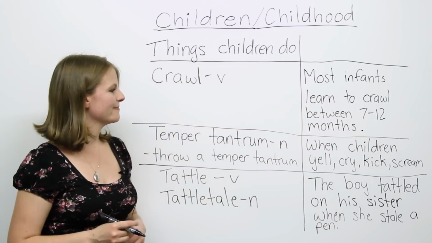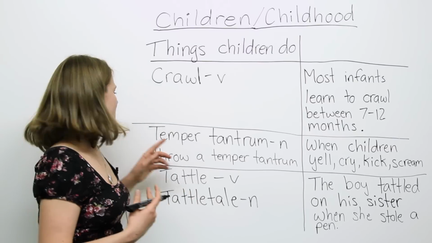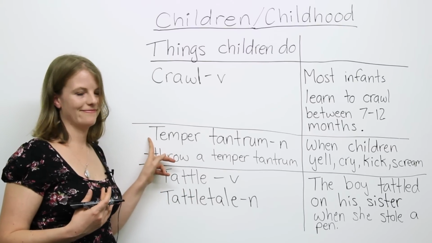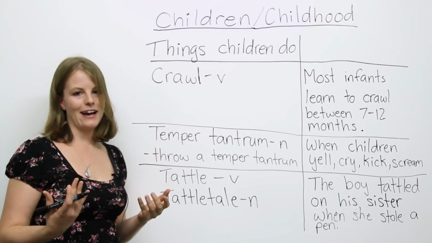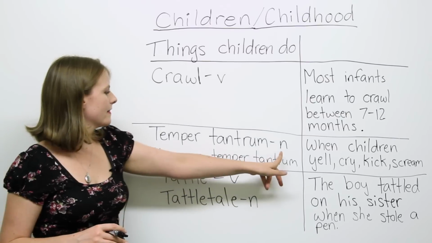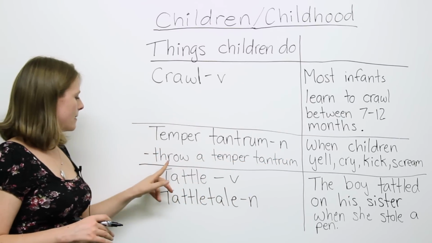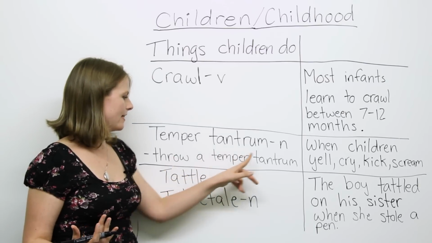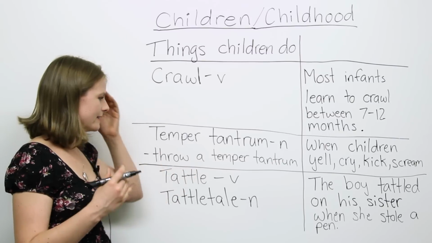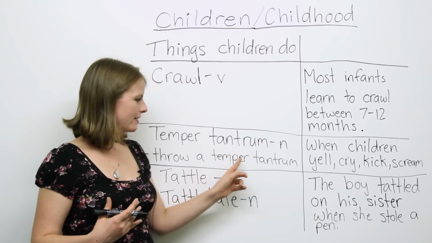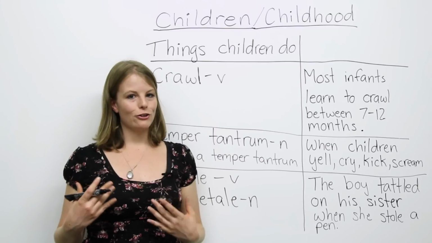Period. Okay, so that's crawl. Next word, temper tantrum. You can also use this for adults, although this is mainly what children do. This is actually a noun, but if we use the verb throw, we can say throw a temper tantrum. So this is the phrase. And when a child throws a temper tantrum, they pretty much go crazy.